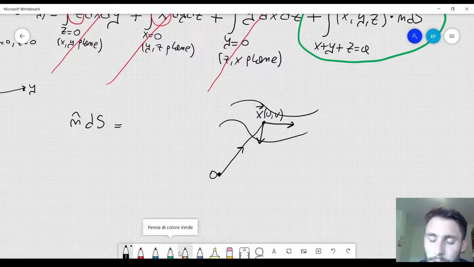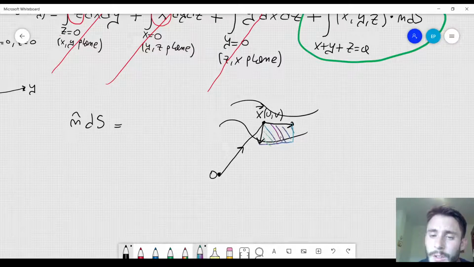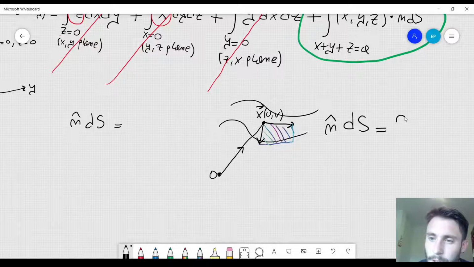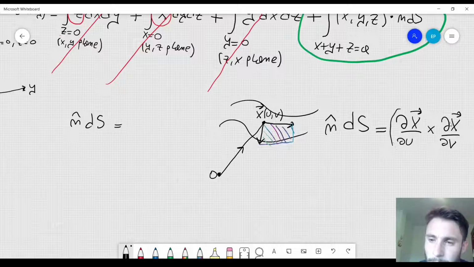So if we consider the cross product between these two vectors, we are going to get the infinitesimal element of the surface. So we are going to get the surface element, and not just the surface element, but also the normal, n dS, because if we take the cross product, we get a vector that's normal to the surface. So n dS will be equal to the cross product between the derivative of x with respect to u and the derivative of x with respect to v, and then we have to multiply by du dv.